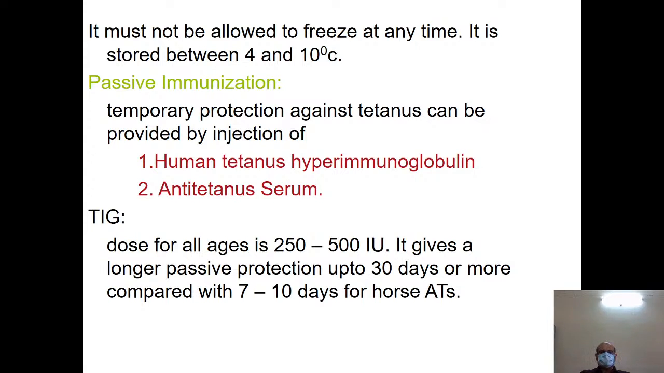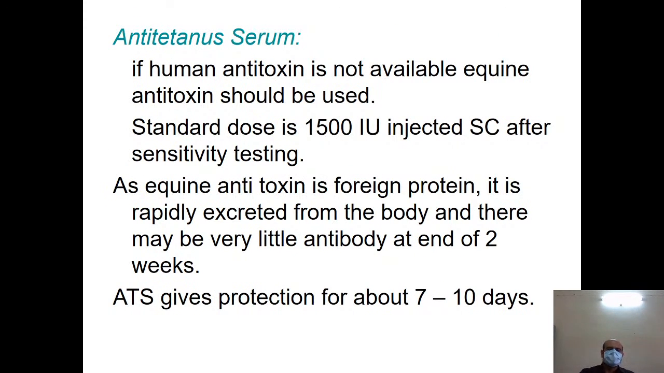Passive immunization, which is temporary protection against tetanus, can be provided by injection of human tetanus hyperimmunoglobulin and anti-tetanus serum. The dose for all ages is 250 to 500 international units. It gives a longer passive protection of up to 30 days or more, compared with 7 to 10 days for horse antitoxin.